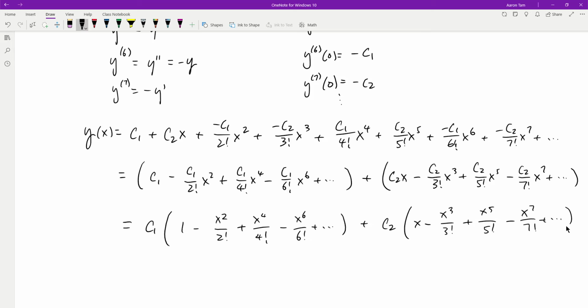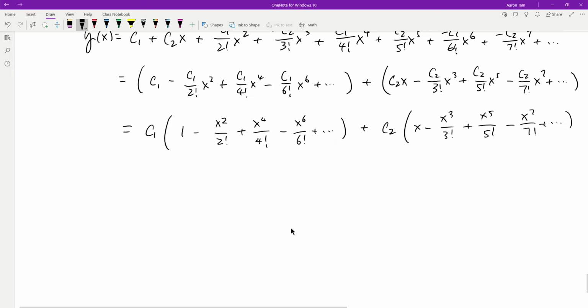Then hopefully you'll recognize that the first series, 1 minus x squared over 2 factorial, plus x to the 4 over 4 factorial, plus x to the 6 over 6 factorial, plus dot dot dot, that actually formed the cosine power series.